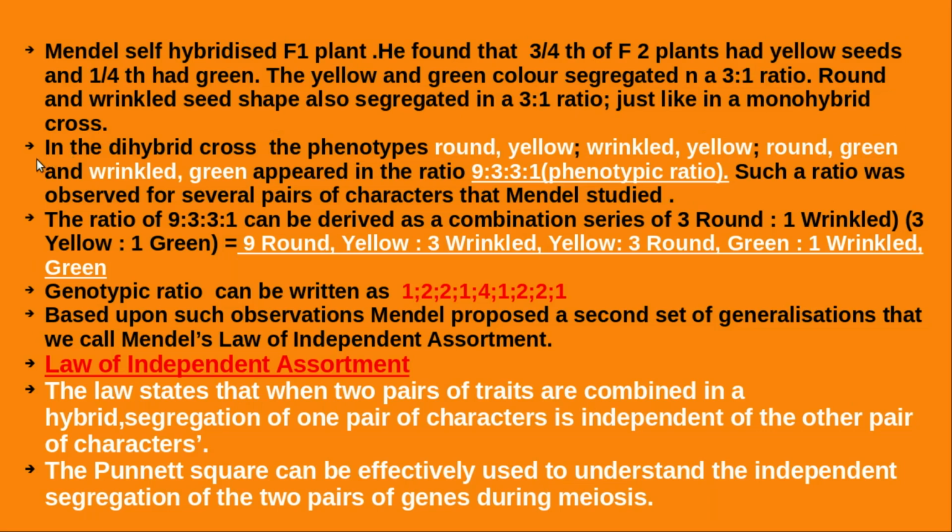In the dihybrid cross, in the F2 generation, 16 progeny were obtained, and in this 4 plant types are seen. The phenotypes of the plants are round yellow, wrinkled yellow, round green, and wrinkled green. And these 4 plants appeared in the ratio 9:3:3:1. It is the dihybrid phenotypic ratio.